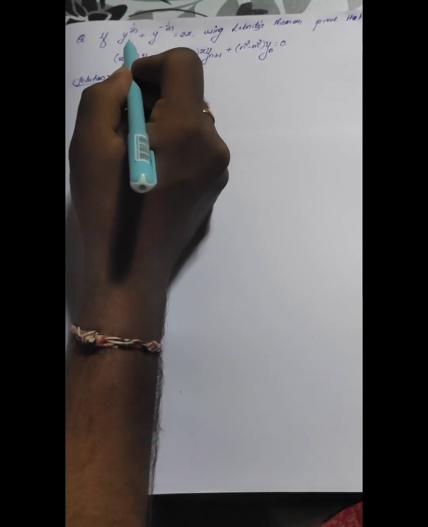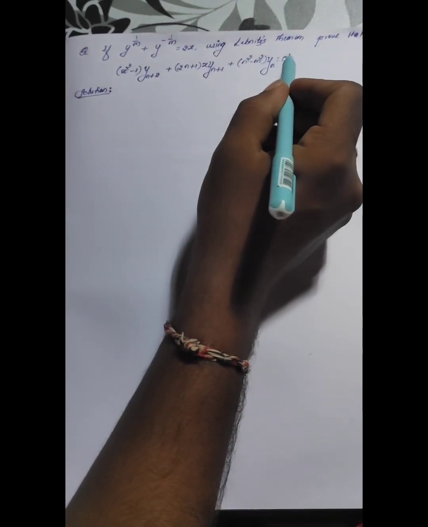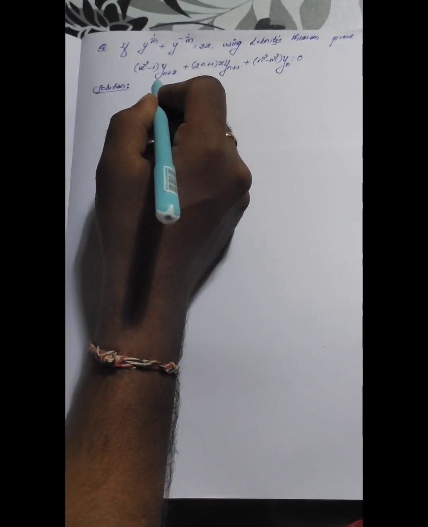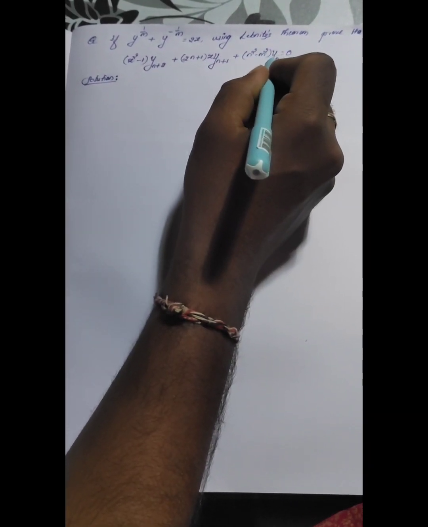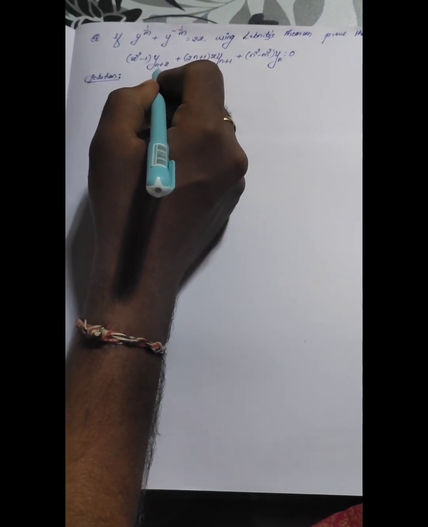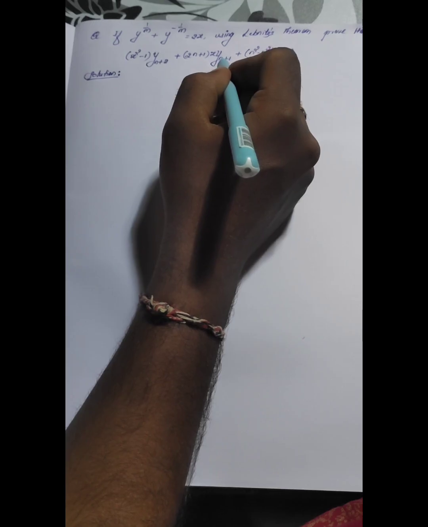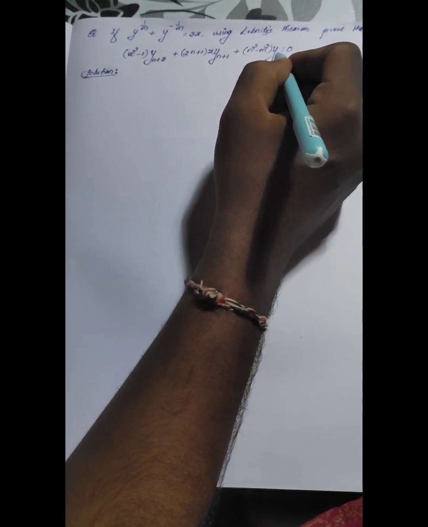So we'll start with the first question. That is, if y raised to 1 by m plus y raised to minus 1 by m is equal to 2x, then using Leibniz theorem prove that x square minus 1 into yn plus 2 plus 2n plus 1 into x of yn plus 1 plus n square minus m square into yn equal to 0, where yn plus 2 is nothing but the n plus 2th derivative of y, and yn plus 1 is nothing but the n plus 1th derivative of y, and yn is the nth derivative of y.